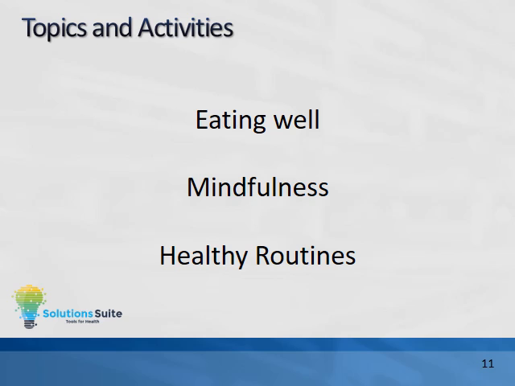The 11 lessons in the manual fit into 3 broad categories. The first category is eating well. 3 lessons fit under this category, including healthy food choices, healthy snacks, and tips for eating well. The second category is mindfulness. Lessons in this category include one that focuses on mindfulness, one on gratitude journaling, one on relaxation techniques, and a lesson on yoga. The third category is healthy routines.